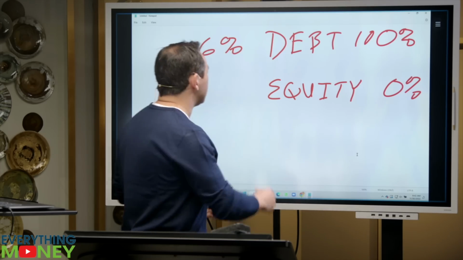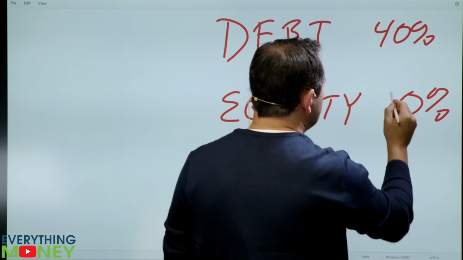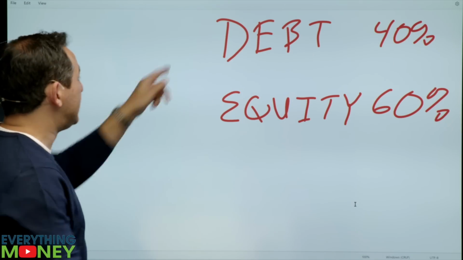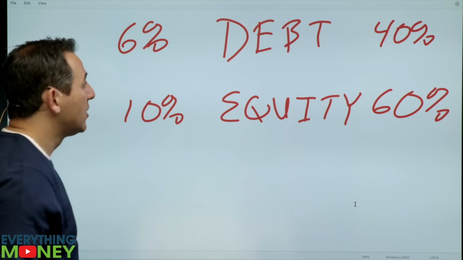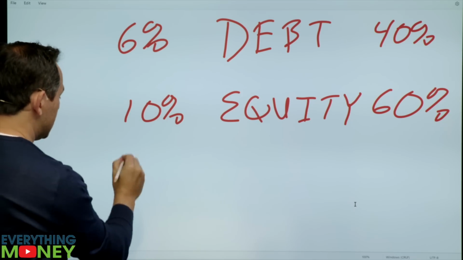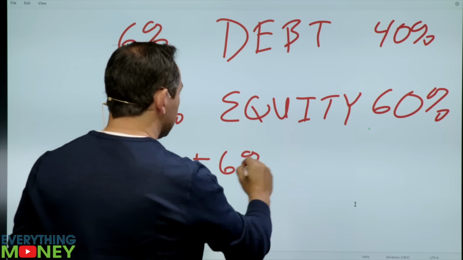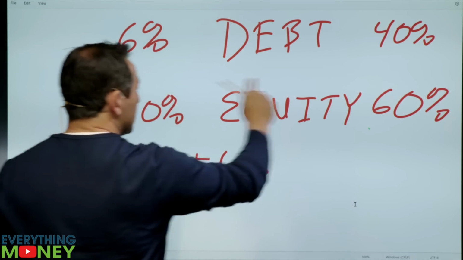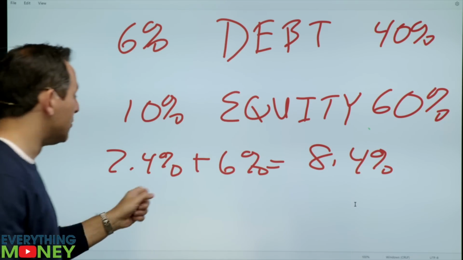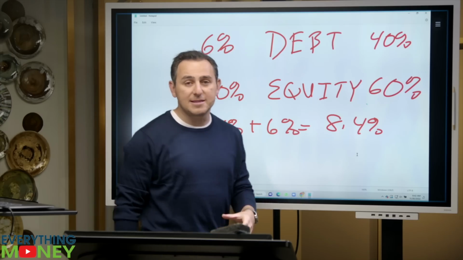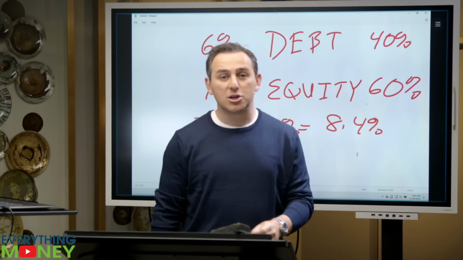Now, usually what happens is it's somewhere in the middle. Let's say it is 40% debt and 60% equity, all right? And your debt holders require 6%, that's what you pay them, and your equity holders require 10%. Well, 40% of 6% is 2.4%, and 10% of 60% is 6%, right? So 10% times 60 and 6% times 40. Your weighted average cost of capital is 8.4%, 2.4 plus 6. What this means is you need to get 8.4% return on your money to create wealth.